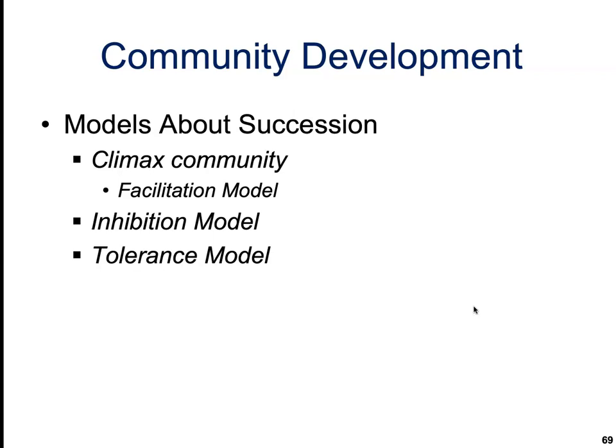In this case, the climate and the soil conditions are going to determine whether the succession results in a desert, grassland, or forest. So there's a couple of different models that we can use when we're talking about community development. One would be the facilitation model. The facilitation model states that each stage facilitates invasion and replacement by organisms of the next stage.